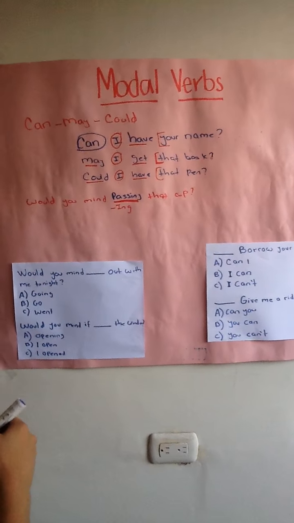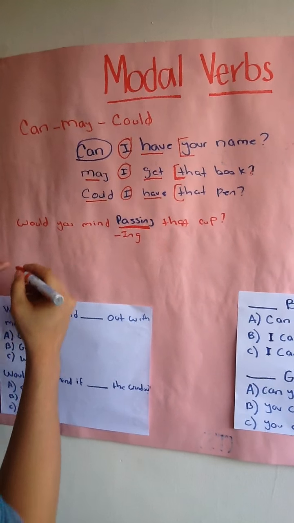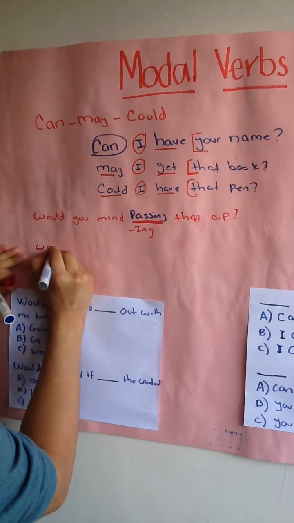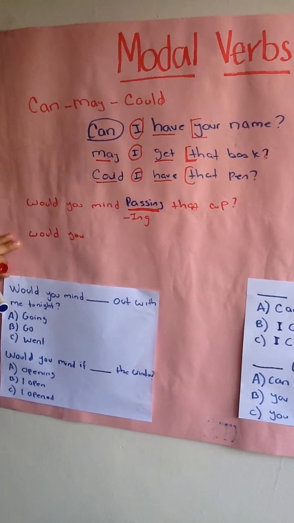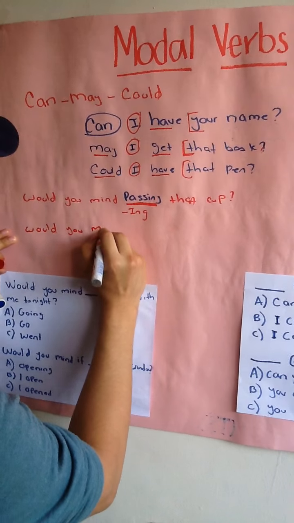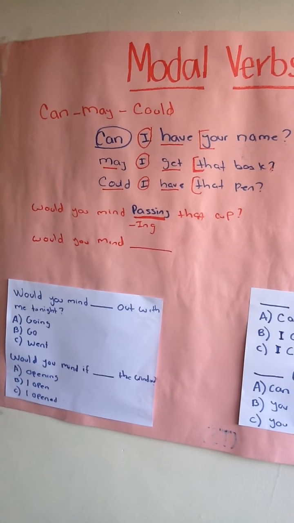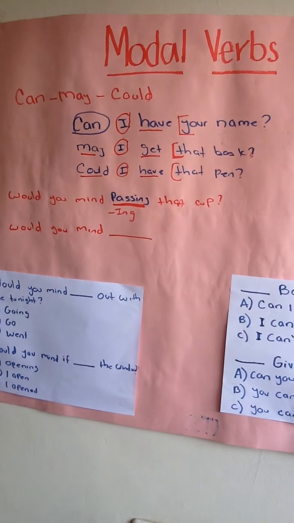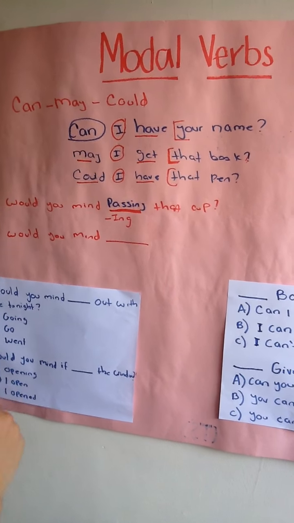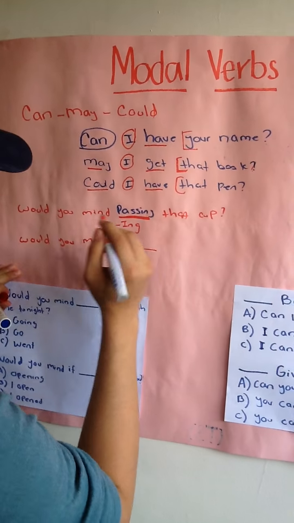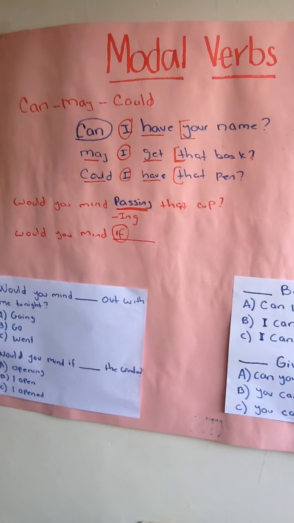Now we have the second way to make a request. It is basically the same. The only difference is what we put right after would you mind. The next verb must be in the past tense. But first, you need to use a key, which is the conditional if. Would you mind if I?